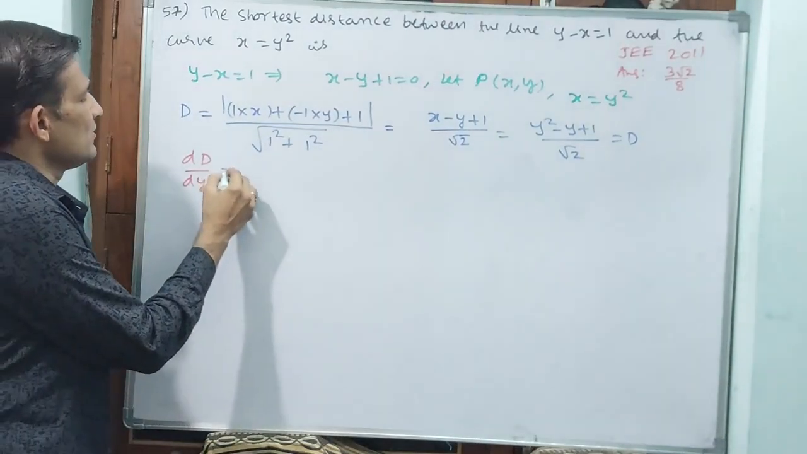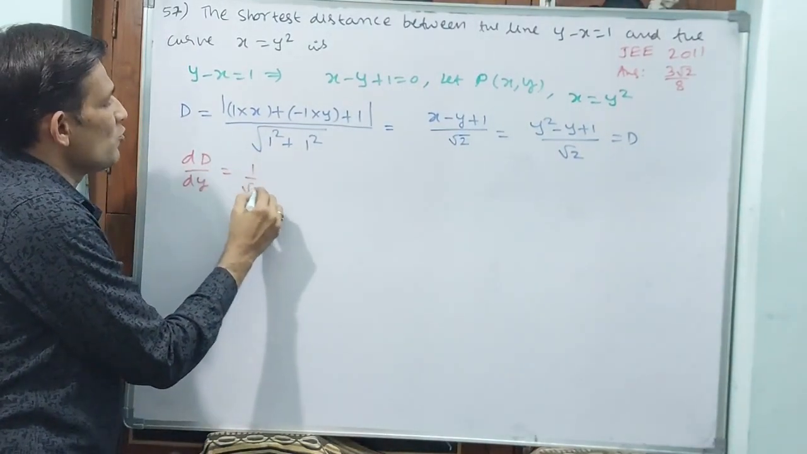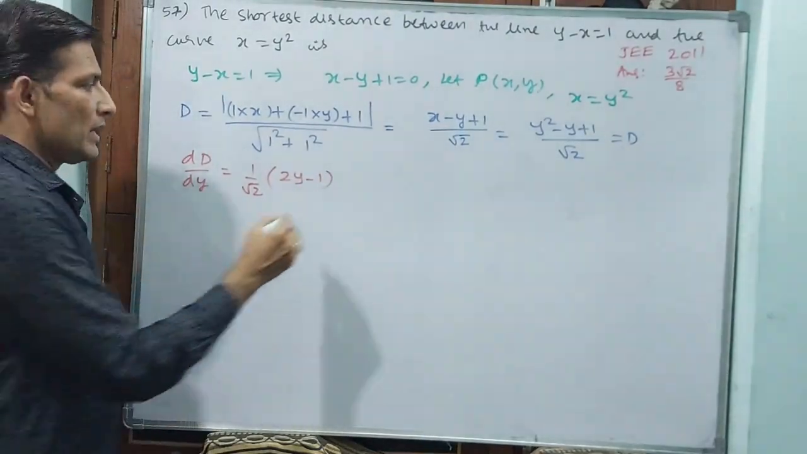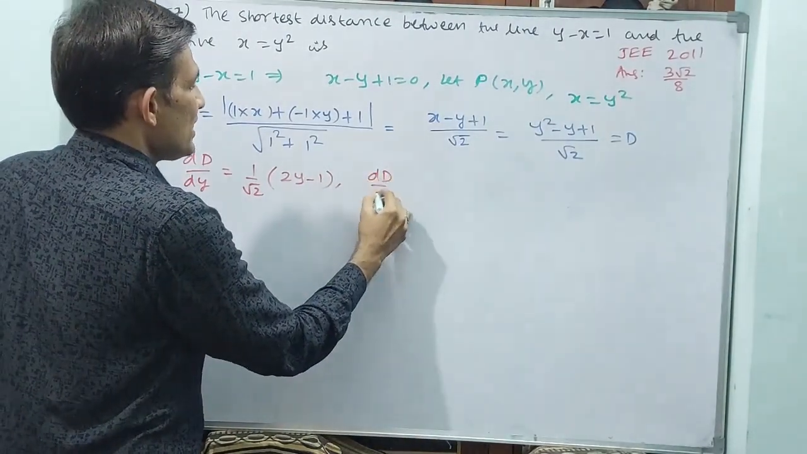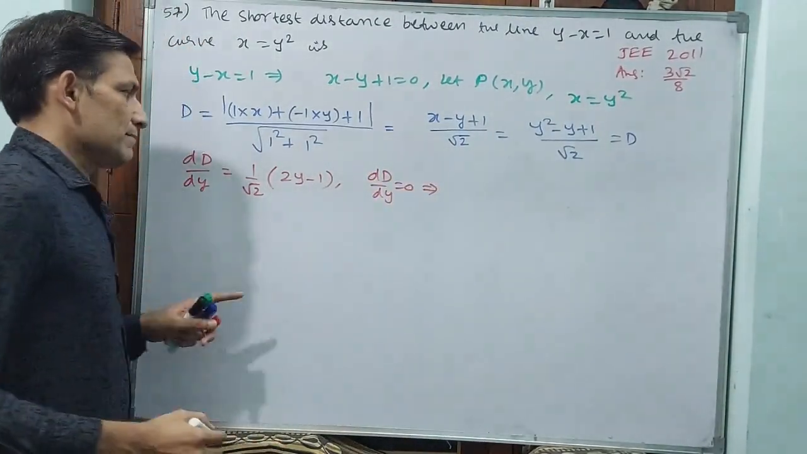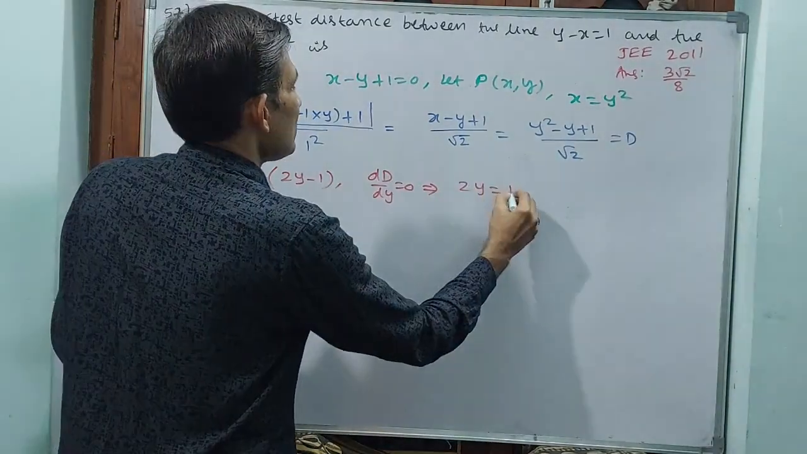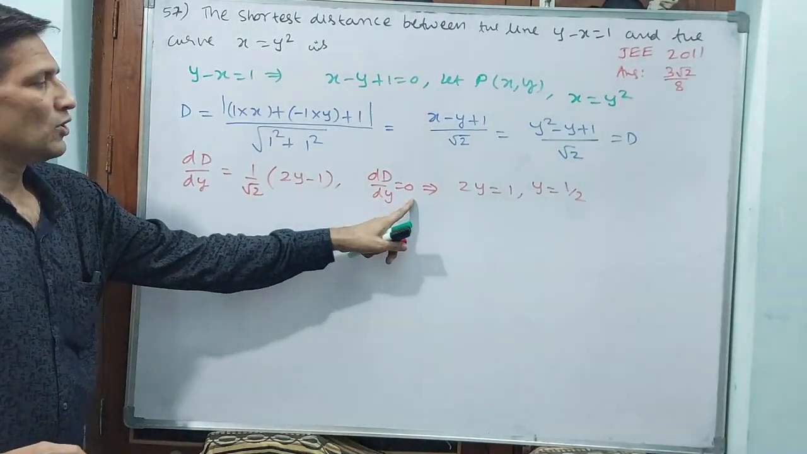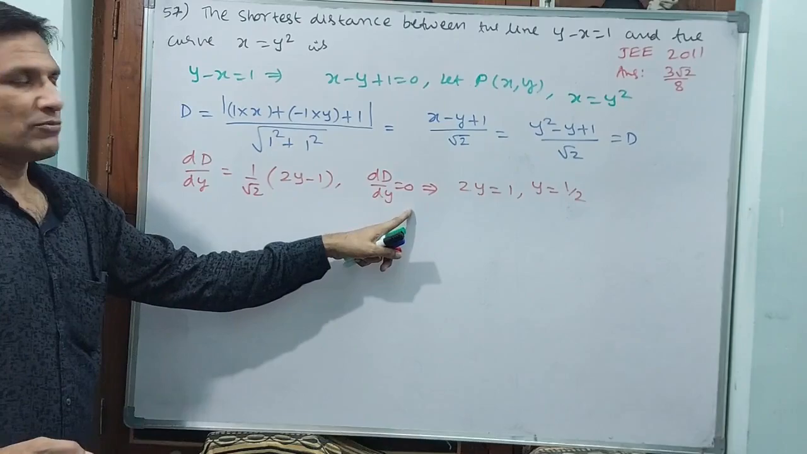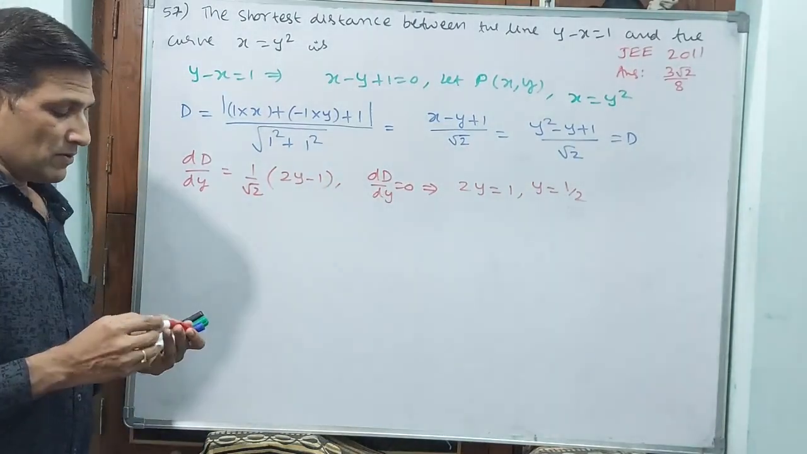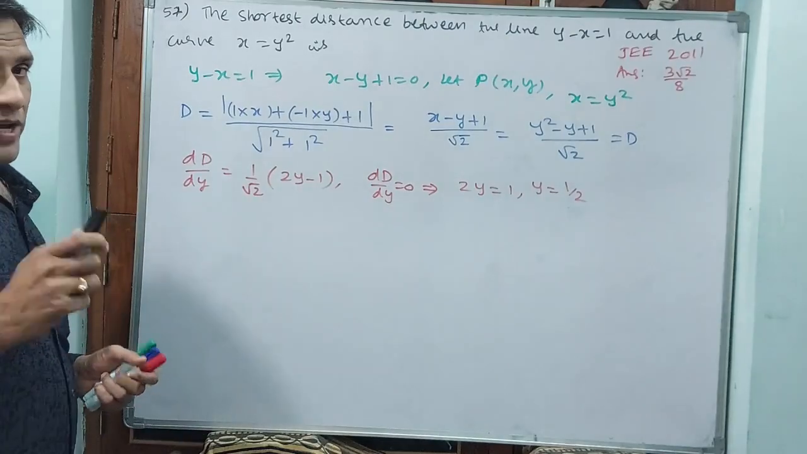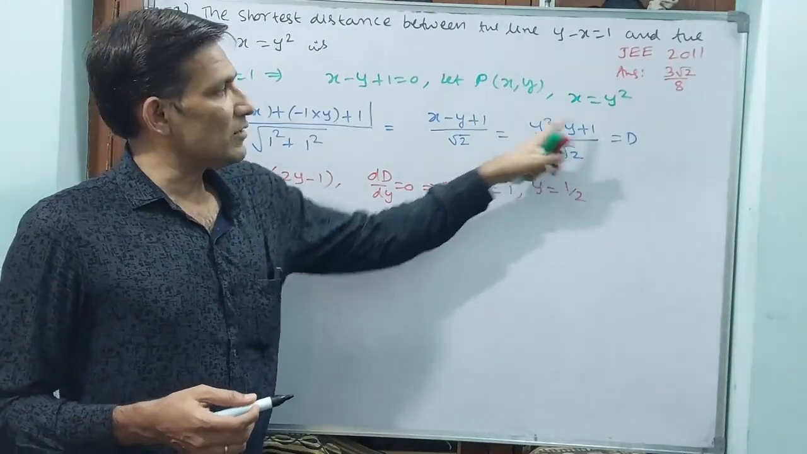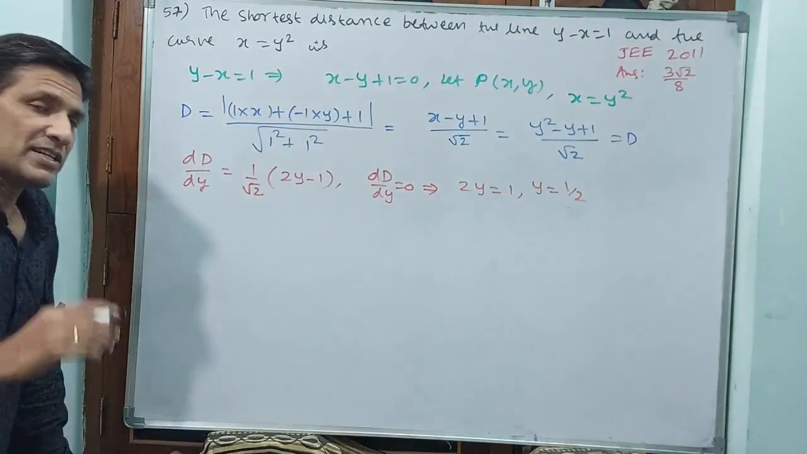dD by dy is equal to 1 by root 2, you keep it like this, into 2y minus 1. Now you equate it to 0. dD by dy equal to 0 implies 2y is equal to 1, or y is equal to 1 by 2. Because 1 by root 2 is multiplying and the product becomes 0. So y is equal to 1 by 2 you have got. Then you want to find D. If you substitute this in this form, automatically you get the distance. That is the shortest distance we are claiming.